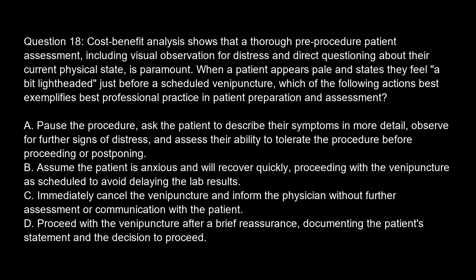Option A. Pause the procedure. Ask the patient to describe their symptoms in more detail, observe for further signs of distress, and assess their ability to tolerate the procedure before proceeding or postponing. Option B. Assume the patient is anxious and will recover quickly, proceeding with the venipuncture as scheduled to avoid delaying the lab results. Option C. Immediately cancel the venipuncture and inform the physician without further assessment or communication with the patient. Option D. Proceed with the venipuncture after a brief reassurance, documenting the patient's statement and the decision to proceed.